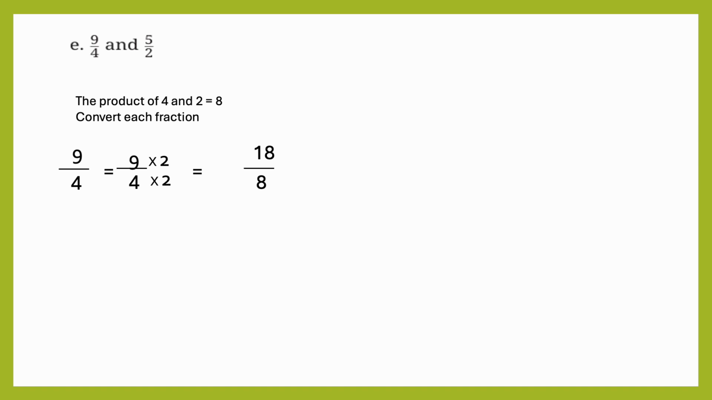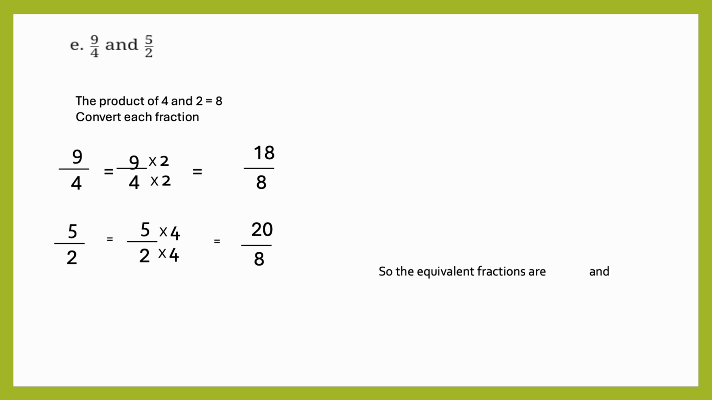Then the next fraction is 5 by 2. Convert this fraction into an equivalent fraction such that the denominator is 8. See, 2 into 4 is 8. So multiply both numerator and denominator by 4. 5 into 4 is 20. 2 into 4 is 8. So the equivalent fractions are 18 by 8 and 20 by 8.